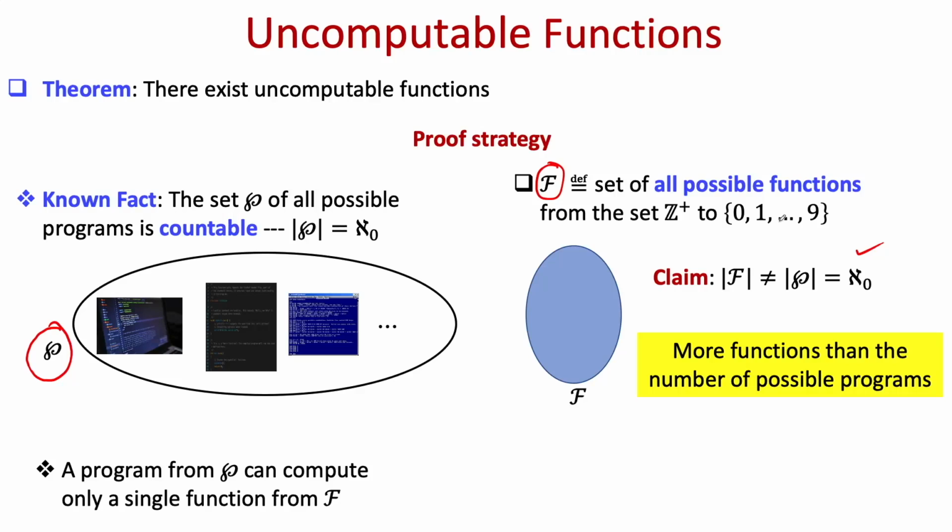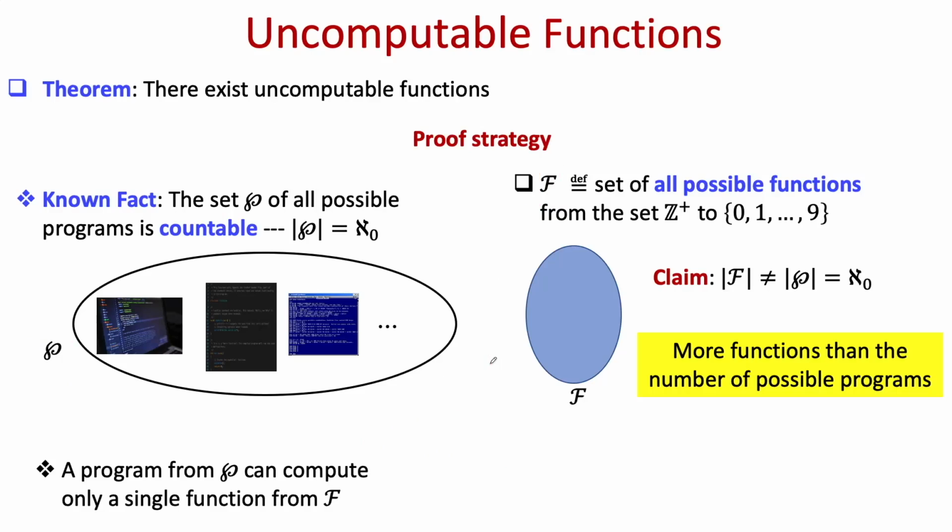Now, any program from your collection of valid programs can compute a single function from this collection F. You can't have the same program which gives you the value of both function f1 as well as function f2, because function f1 and function f2 will have different characteristics. How can it be possible that you have a common program p1 which simultaneously gives you the output of function f1 as well as the function outputs for f2? You can't have such special programs.